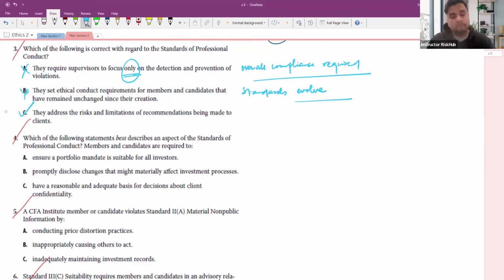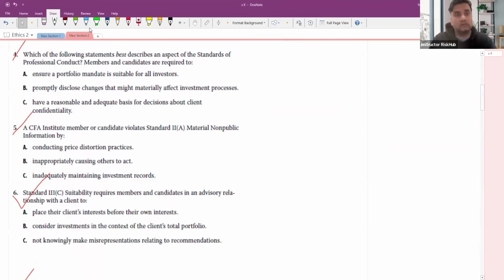Basically, this is covered under your Standard 5B, right? When you look at communication with clients, they address the risk and limitations of the recommendation being made to the client. Members must disclose risk, limitations, and uncertainty. Basically, the idea here is CFA Institute kind of hates overconfidence and hidden risk, right? So you must disclose, right? They want more transparency. Okay. Then we go to the next one.